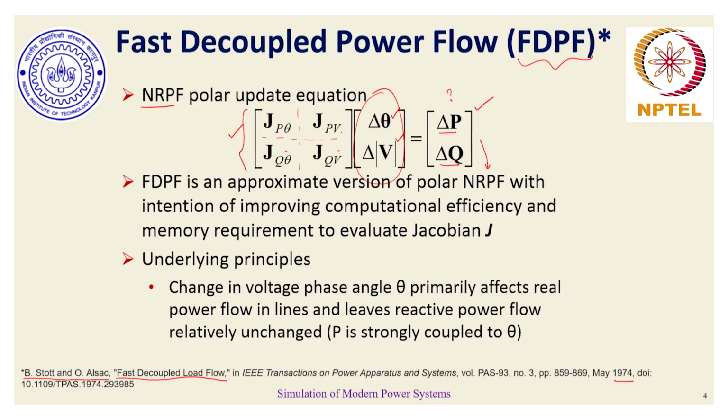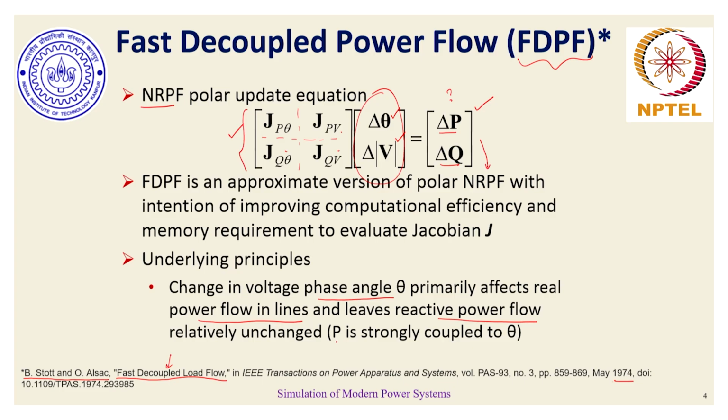So the principle that they tried, tested and proved in this classical paper was that they observed that for a power network, which is mostly a reactive network, in the sense the inductive component of transmission lines is much larger compared to the corresponding resistances, in such a network, the change in voltage phase angle primarily affects the change in real power flow of lines, and the corresponding change in reactive power flow is not that significant.